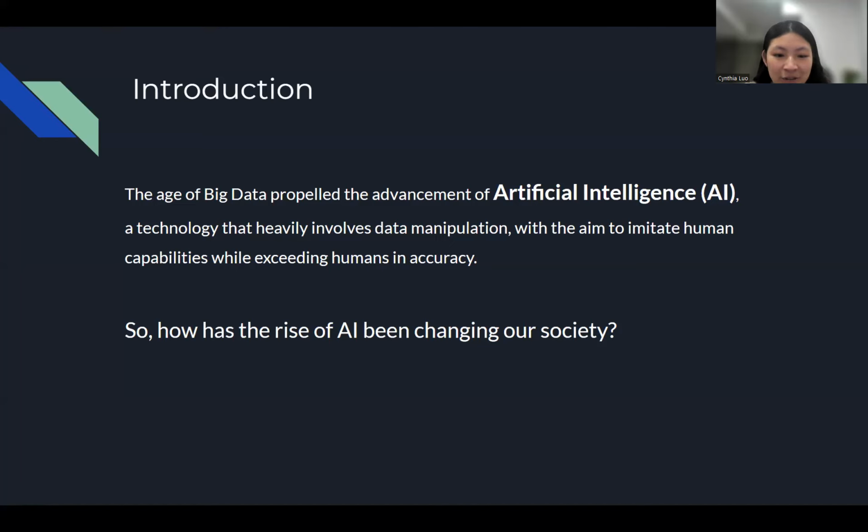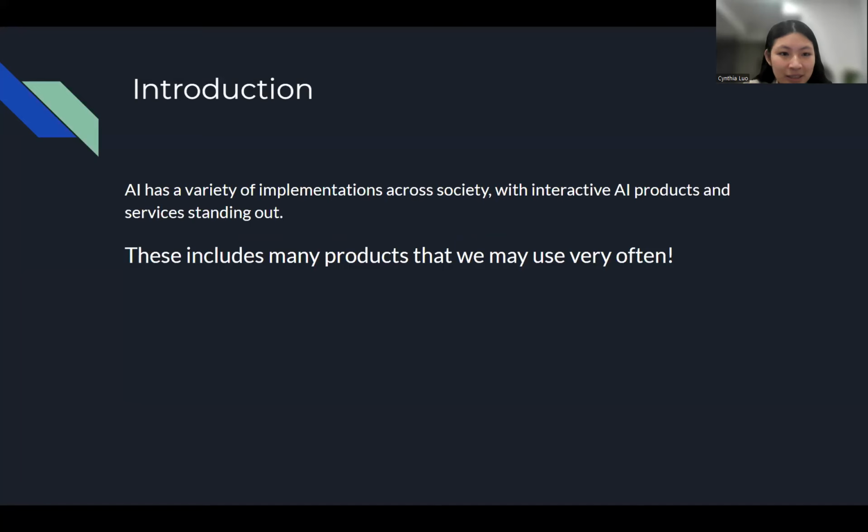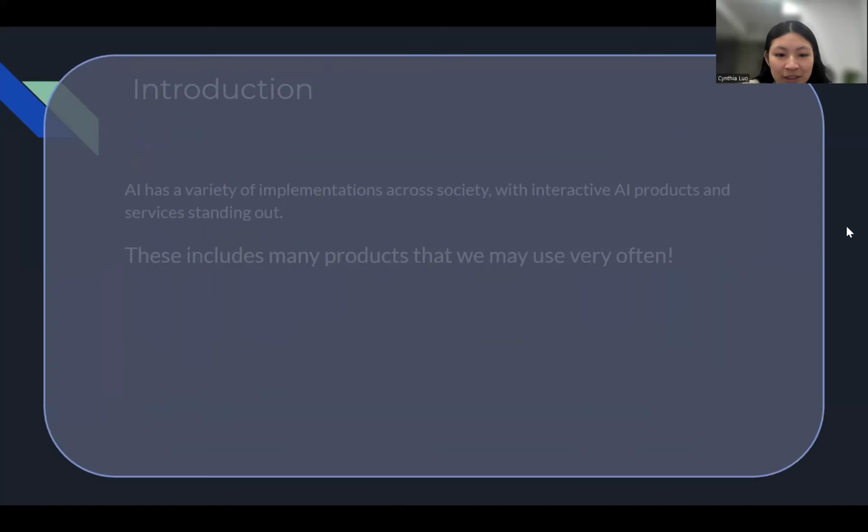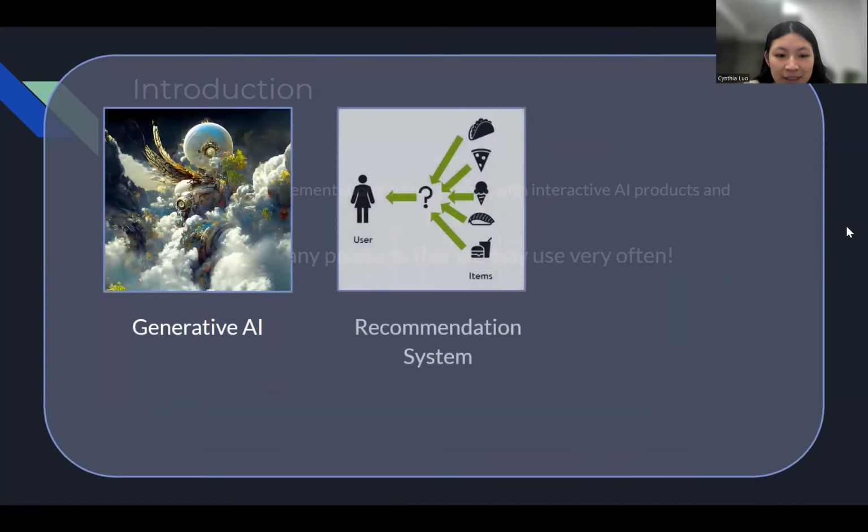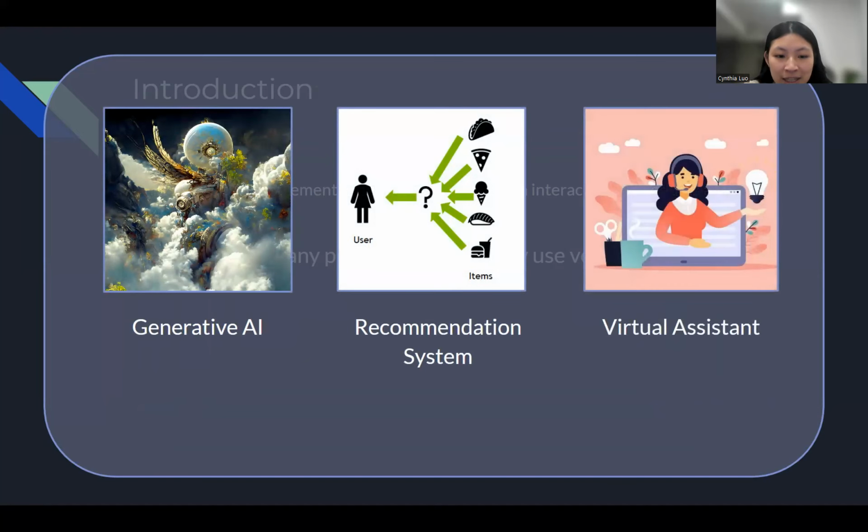This technology, of course, has both benefits and pitfalls. Let's begin with its benefits. So how has AI been changing our society? Currently, AI has a variety of implementations across society, bringing us great convenience, with interactive products and services standing out, as they exert the most direct influence on users. These include many products that we use daily, such as generative AI, recommendation systems, virtual assistants, and many more.